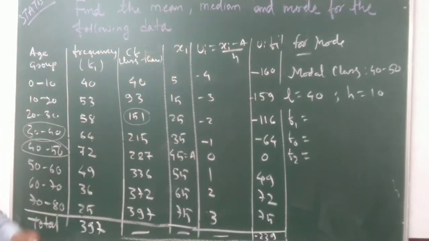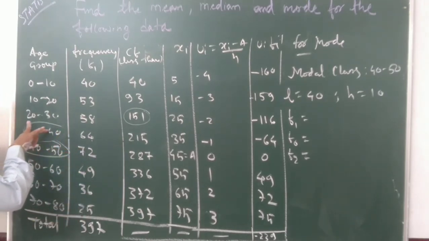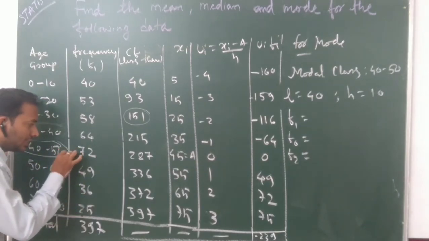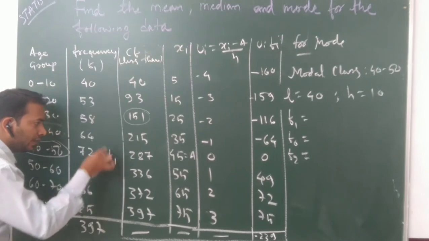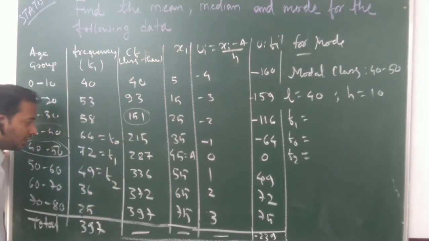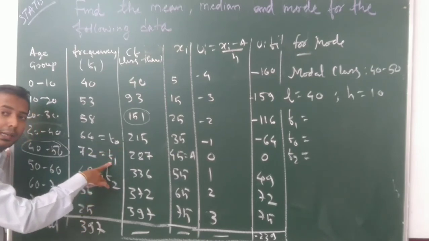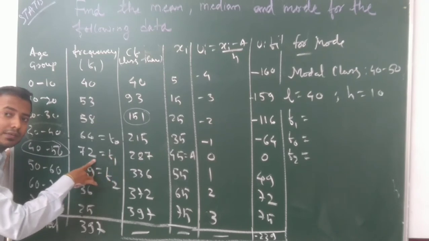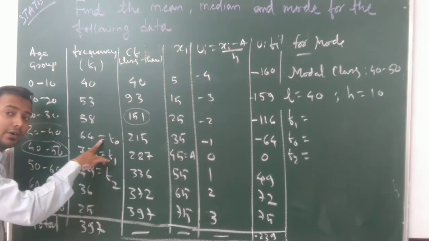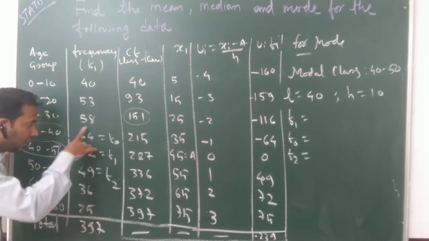Now, how are we going to find f1? f1 means the frequency of the modal class. Forget about this one, this is not your modal class, this is the median class, and this is your modal class. So this is your f1, this is your f0 and this is your f2. In the formula we have mentioned that f1 is the frequency of the modal class, f0 is the frequency of the preceding class, and f2 is the frequency of the succeeding class.